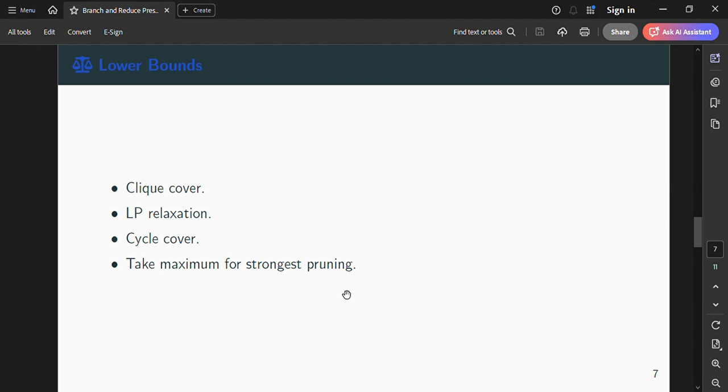Now we are coming to the lower bounds. The lower bounds are crucial for pruning. Three ways are used. The clique cover bound partitions vertices into disjoint cliques. At least clique size minus one vertices from each must be in the cover. The LP relaxation bound comes from the half-integral LP solution. The cycle cover bound partitions the graph into cycles and sums the minimal cover size per cycle. The algorithm takes the maximum of these bounds at each step to maximize pruning power.